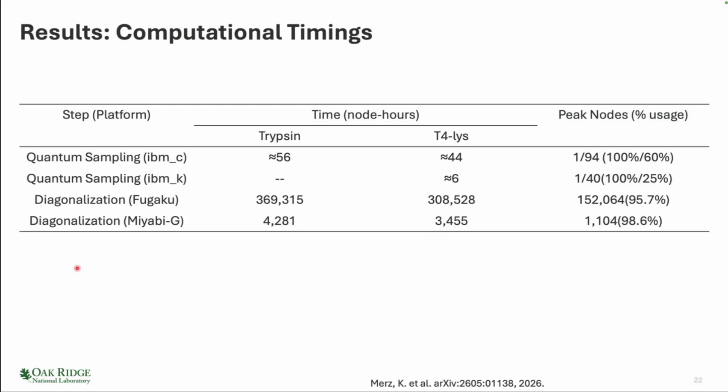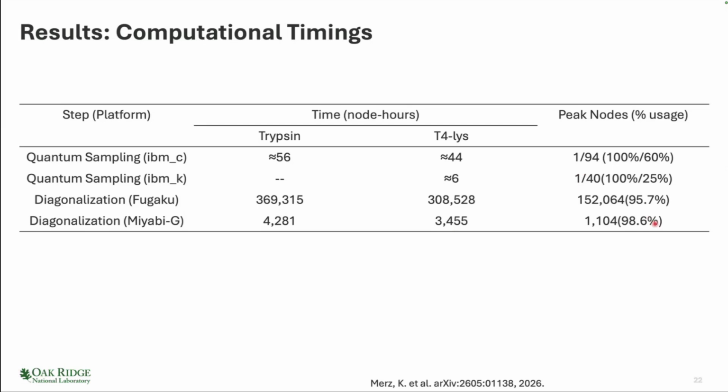So looking at the rough timings, again, we have about 106 hours of compute time on our quantum resources. And then the sampling based diagonalization configuration recovery was 396,000 hours on Fugaku for Tripson, 308,000 for the T4. And on Miyabi G, that was 4281 and 3554.